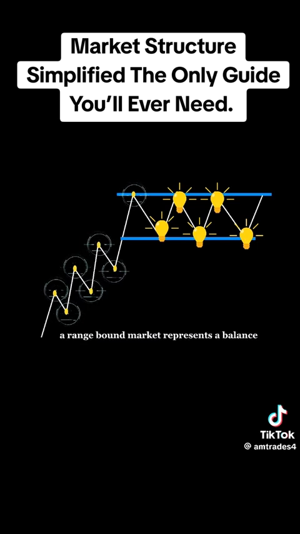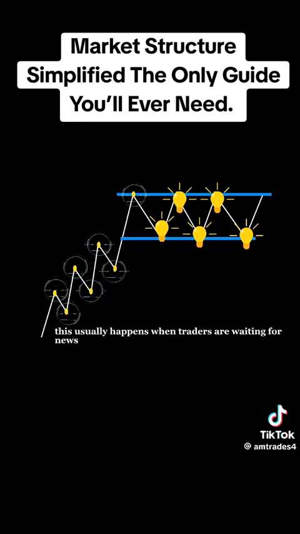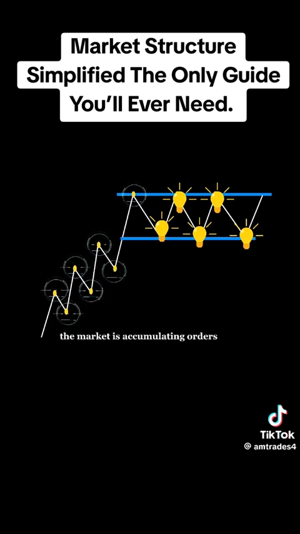A range-bound market represents a balance between buyers and sellers. Neither side has enough strength to push price into a new trend. This usually happens when traders are waiting for news, the market is accumulating orders, or institutions are building positions in silence. To most retail traders, a range looks boring, but to smart traders, it's an opportunity.